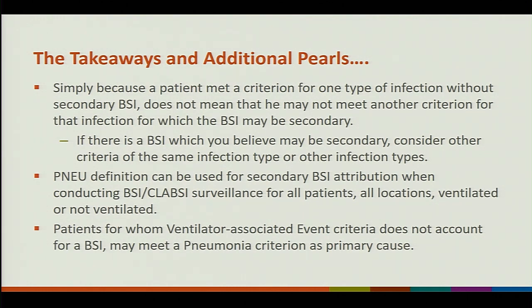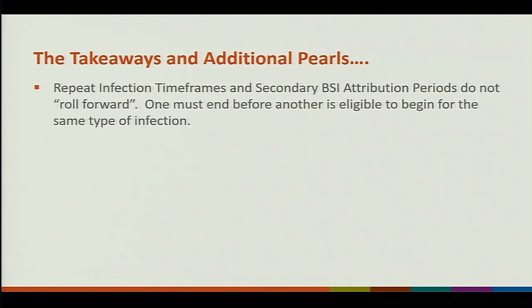So for patients for whom the VAE criteria does not account for a BSI, consider the pneumonia criterion as a primary cause and look to that criterion to see if that can account for it. And the repeat infection timeframes and secondary BSI attribution periods do not roll forward. One must end before another is eligible to begin for the same type of infection. And these were the same types. They were both pneumonias.